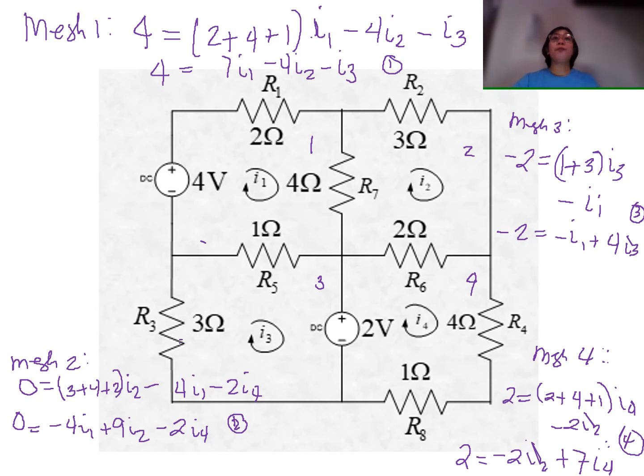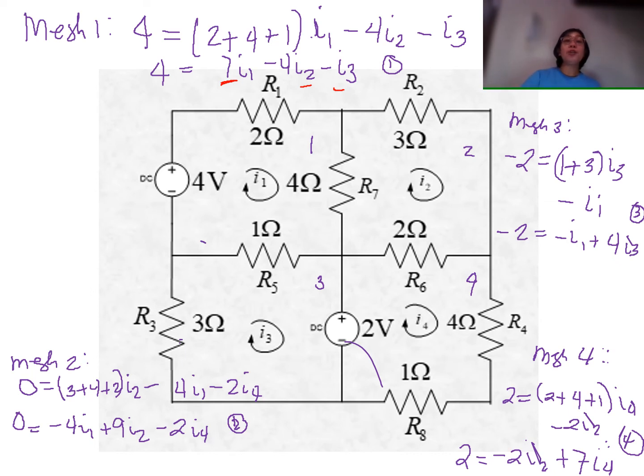So this is your fourth equation. Okay? So this is your first equation. See? All resistors connected to I1 are positive, and other resistors that are connected to 2 other meshes, particularly the third and the second mesh, we treat them as negative. So this is our first equation. The same is true with our second equation.